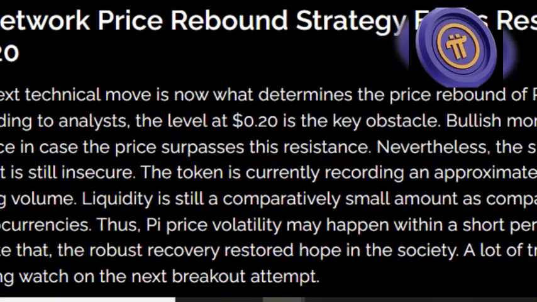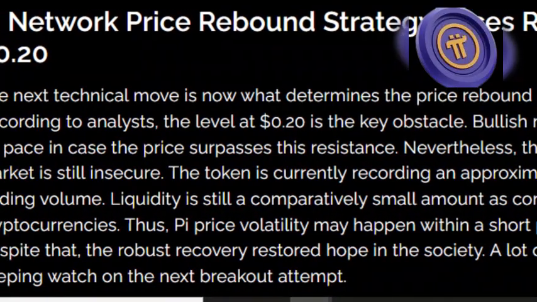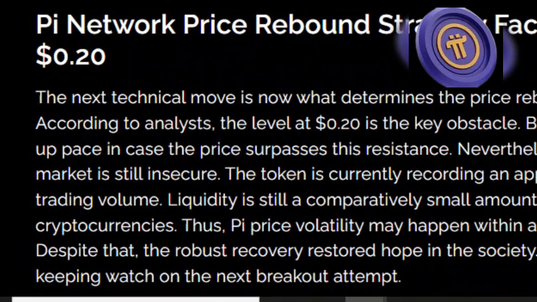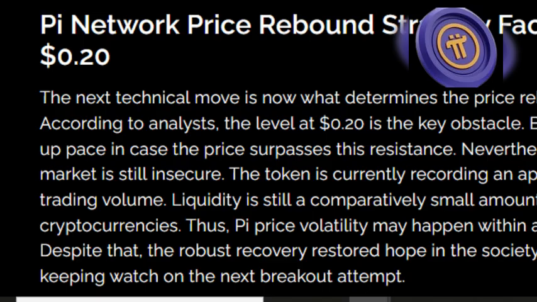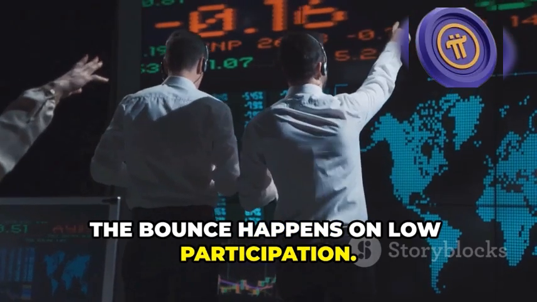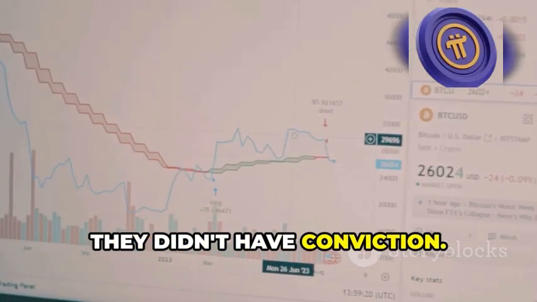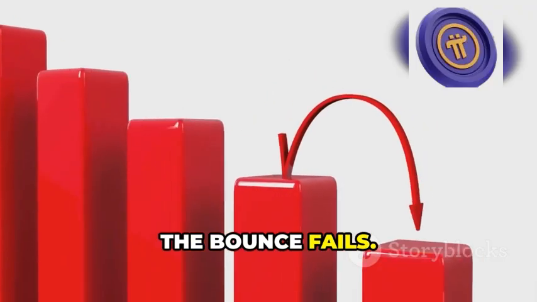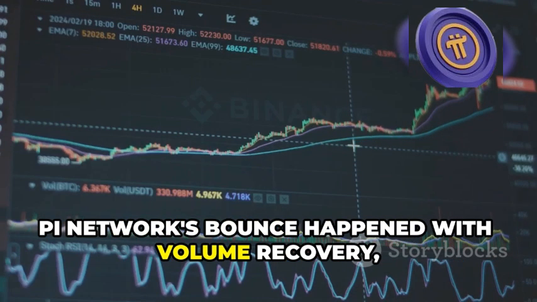Volume is the key. Real recoveries have increasing volume. More buyers show up. They're convinced by the bounce. Volume expands. Price strength is confirmed. Dead cat bounces have light or decreasing volume. The bounce happens on low participation. Weak hands bought the dip. They didn't have conviction. Volume doesn't expand. Without volume confirmation, the bounce fails. Pi Network's bounce happened with volume recovery.